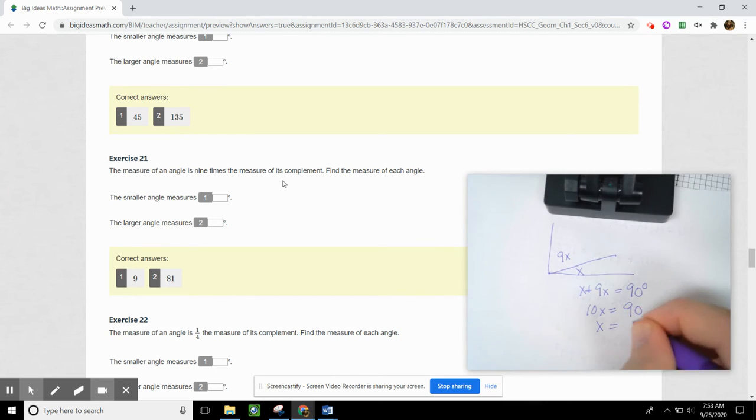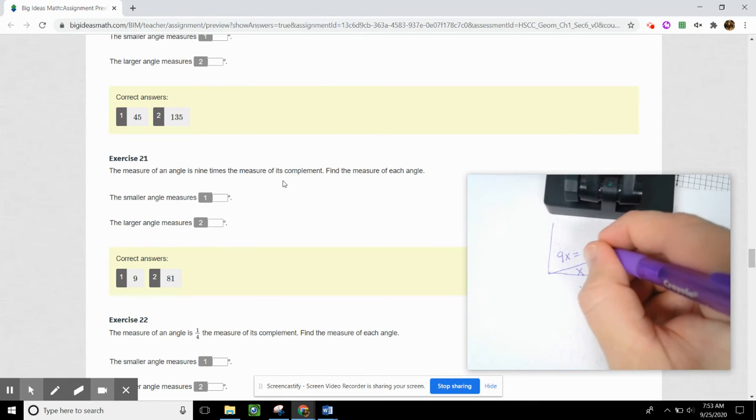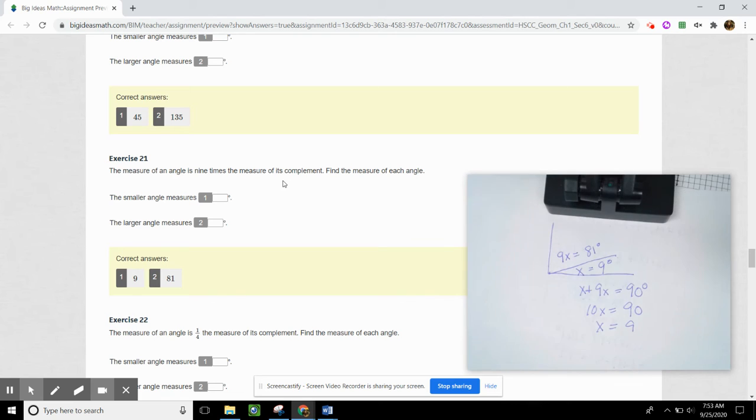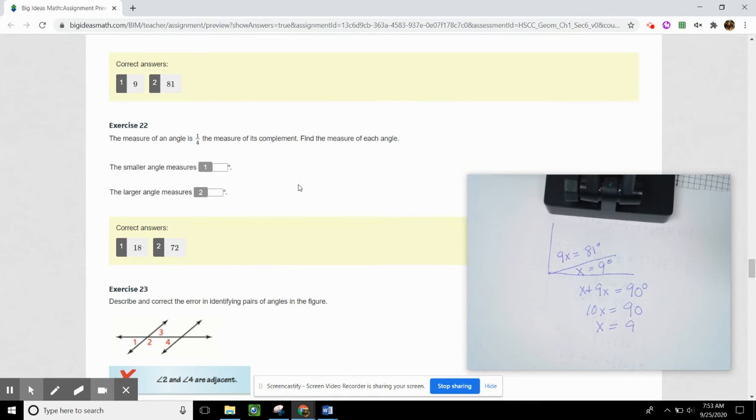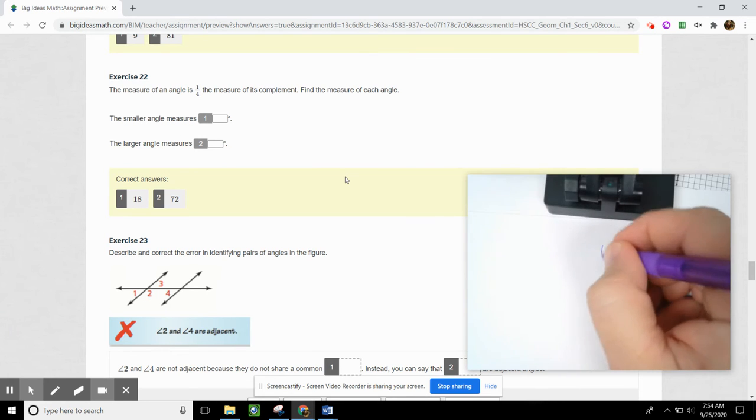And so x equals 9. So the little angle is 9 degrees, and the bigger angle is 9 times 9, or 81 degrees, and when we add them together, we get 90. Number 22. The measure of an angle is 1/4 the measure of its complement.